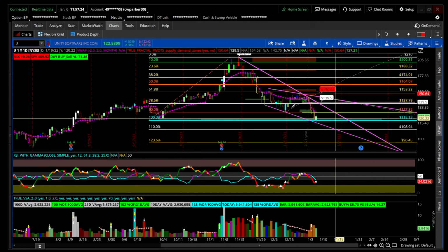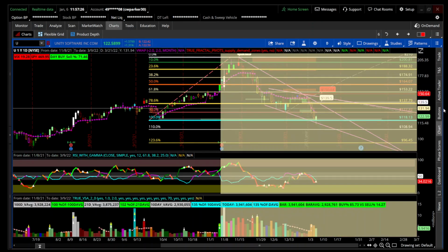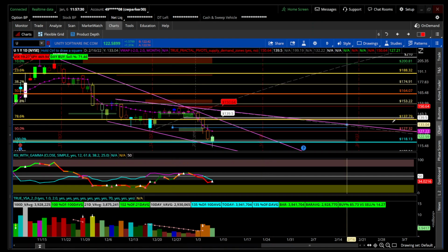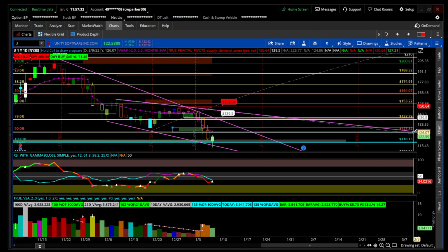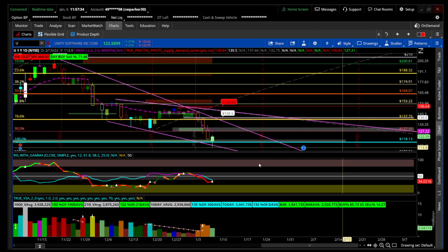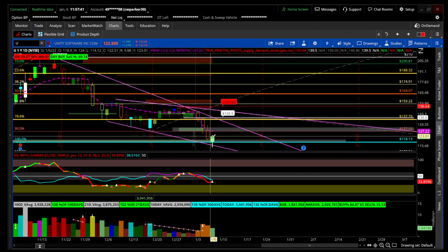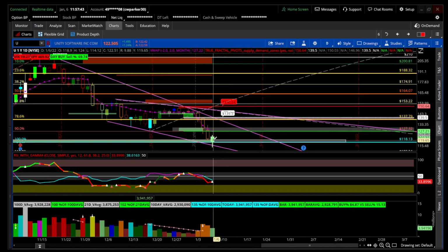And it broke through these areas of demand. So it's going to have to fight its way back up here. And this is the freshest demand area. And bad news just shot everything down. But it did stop there. And it has high volume on the day.